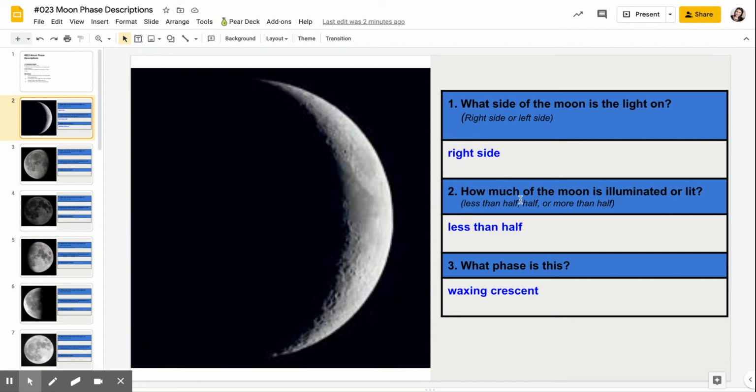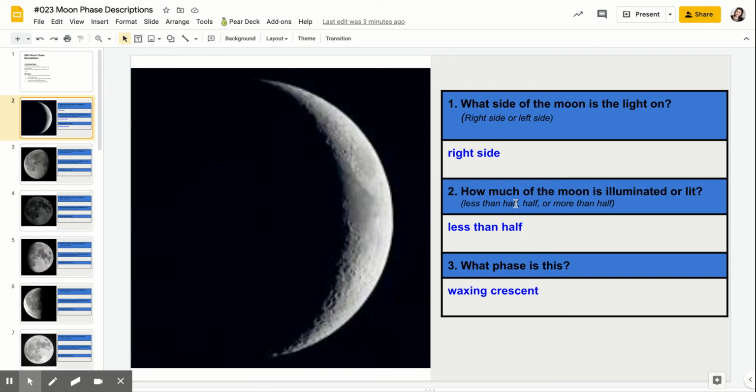Question number 2, how much of the moon is illuminated or lit? Okay, so is it less than half, half, or more than half? So again, I look and I'm like, oh, that's less than half. See? So then you're going to say, what phase is this? Okay, so again, you look at it and you say, okay, right side, that means waxing. Less than half, or that banana shape, that's going to be a crescent.